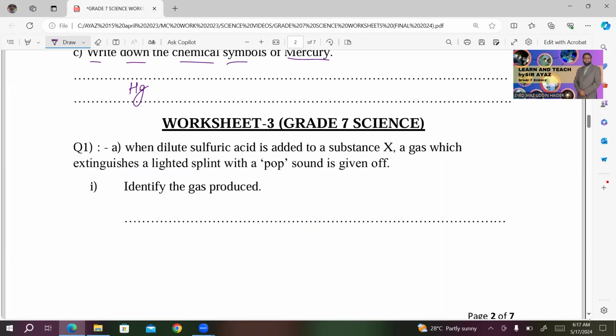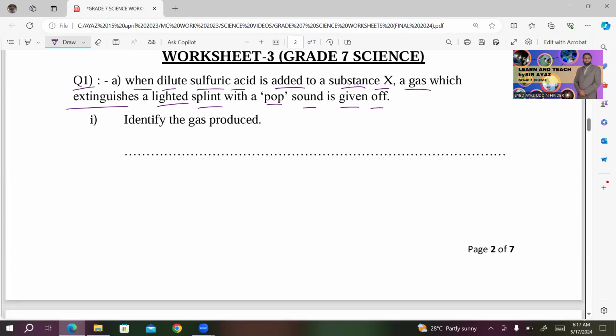So now we have worksheet number 3. That's question number 1. A. When dilute sulfuric acid is added to a substance X, a gas which extinguishes a lighted splint with a pop sound is given off. Identify the gas produced. So whenever metal is reacted with acid, a gas is produced which extinguishes with a pop sound, and that gas must be hydrogen. So you write hydrogen here.